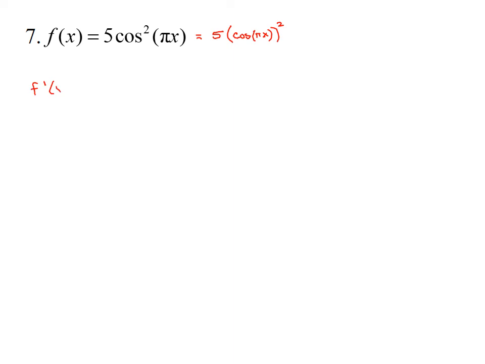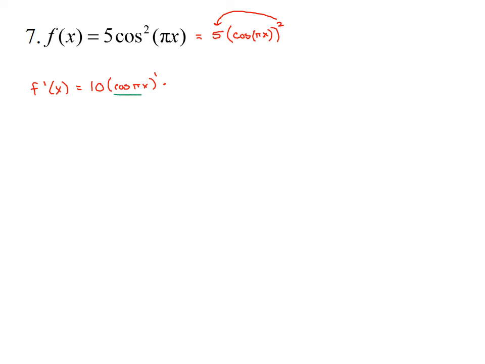When you find f prime of x, you bring the 2 to the front. That's the first chain rule. So 2 times 5 is 10. You leave the inside alone, drop the power down by 1 to the first, and chain rule also says you must take the derivative of the inside.